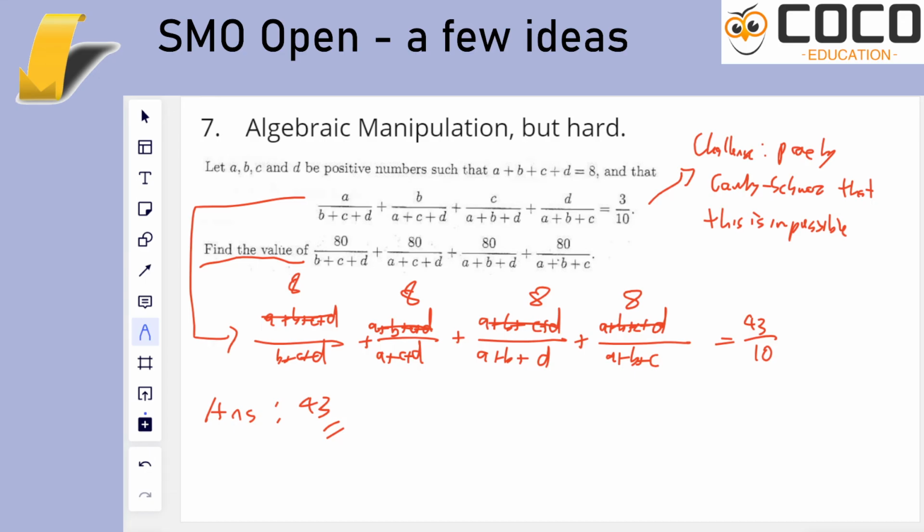In fact, it's not that difficult to prove by anything that it is impossible. So the challenge is to find the actual minimum. If you just want to show that it's impossible, that's not that difficult, right? So why did I include a wrong question? This is an actual SMO Open question as are the rest.